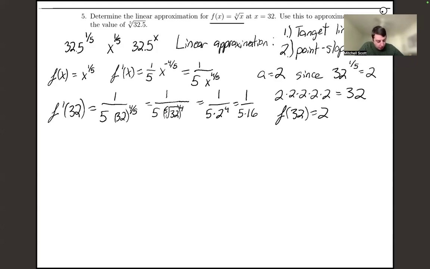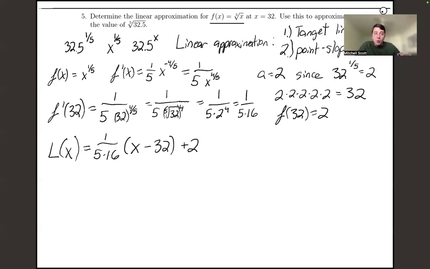So now we need to put this all together into our tangent line equation. ln of x equals the slope that we found, which was 1 over 5 times 16, times x minus x1, which we said is 32. And then we can't forget that we have to add 2, because originally it was y minus y1, and y1 is 2. We move it to the other side. So this is our equation.